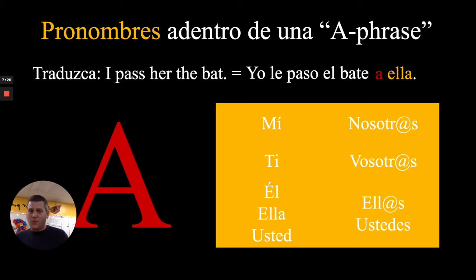And when you put these pronouns inside of an a phrase, these are the ones that you use. Mí, notice there's an accent on that i. Then ti, notice there's not an accent on that i. Then the rest are from way back. They're the subject pronouns that we learned back in month 1 of school. Él, ella, usted, nosotros, nosotras, vosotros, vosotras, ellos, ellas, and ustedes. So if you need to take a moment to write these down, we're moving on in 3, 2, 1.